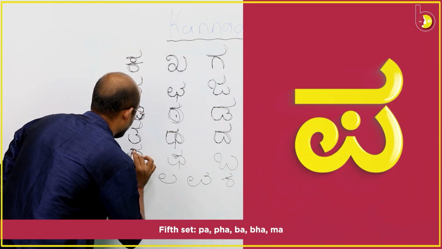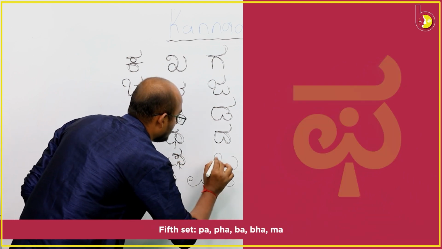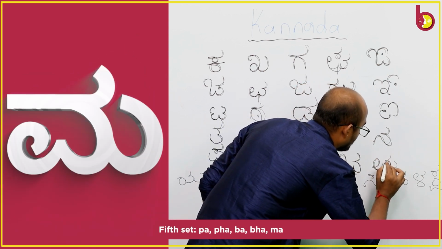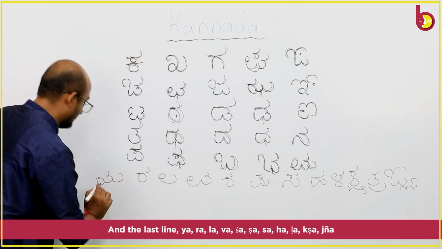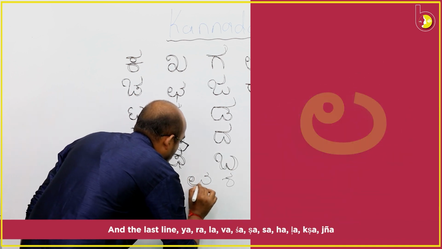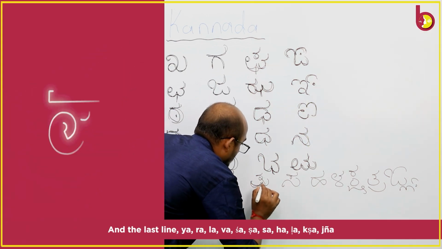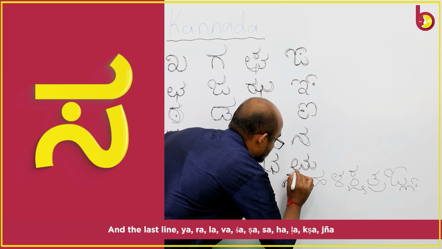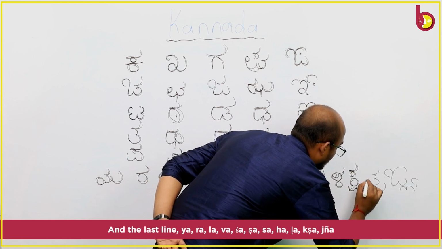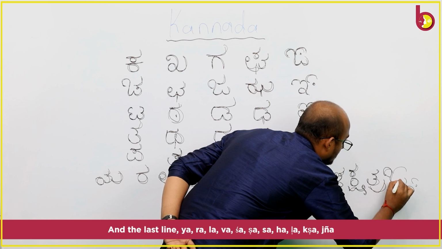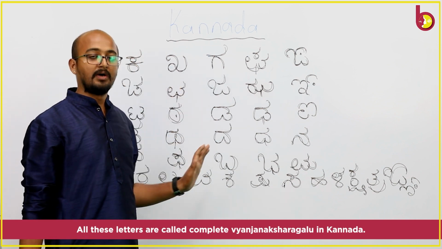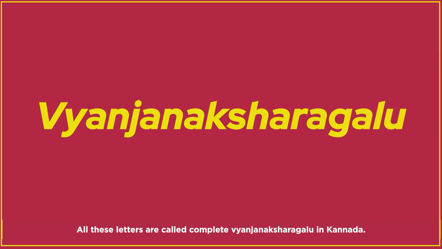And pa, pha, ba, bha, ma. And the last line, ya, ra, la, va, sha, sha, sa, ha, la, ksha, tra, gna. So all these letters we call complete Vyanjanaksharagalu, complete consonants.